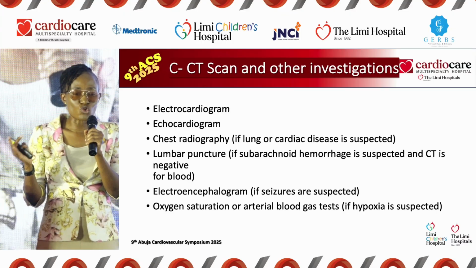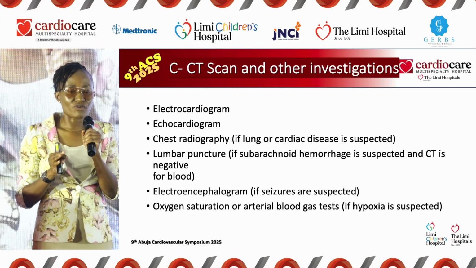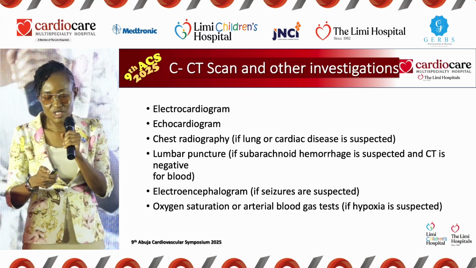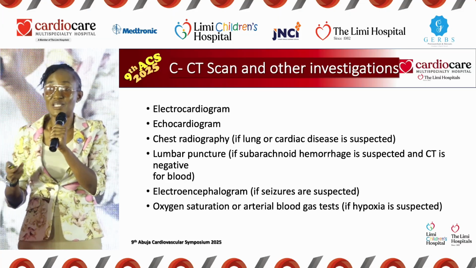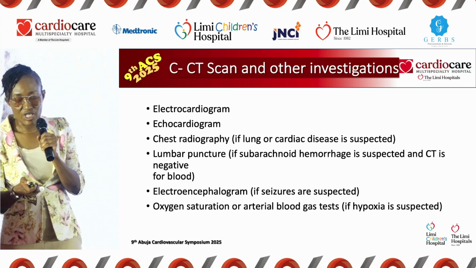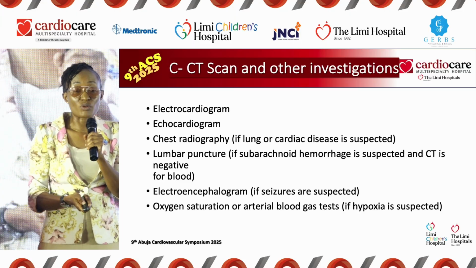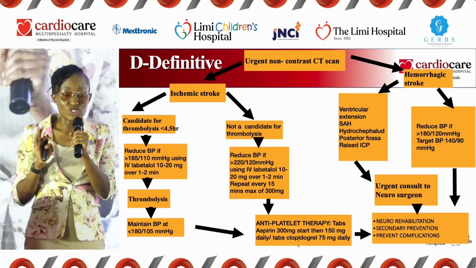Then we do other things like echo, ECG, and chest radiography. I'm going to skip that. We don't do the other ones, like the lumbar puncture, typically. It's only if we think it's a subarachnoid hemorrhage, there may be an indication where we would have to do that. So, with this, I can actually summarize.